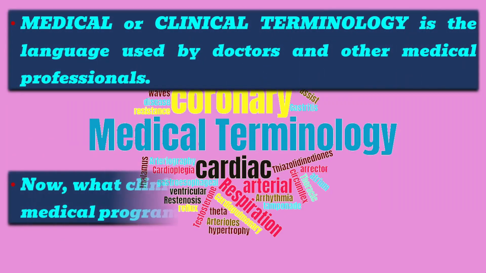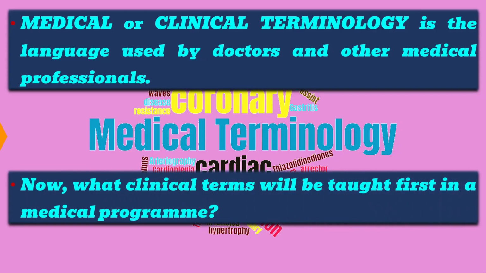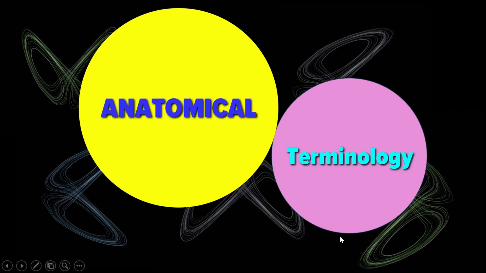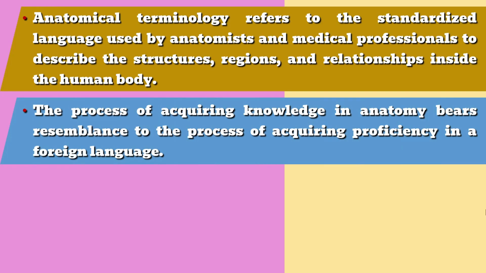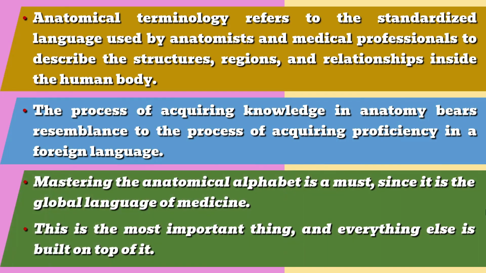Now, what clinical terms will be taught first in a medical program? That is, anatomical terminology. Anatomical terminology refers to the standardized language used by anatomists and medical professionals to describe the structures, regions, and relationships inside the human body. The process of acquiring knowledge in anatomy bears resemblance to the process of acquiring proficiency in a foreign language. Mastering the anatomical alphabet is a must, since it is the global language of medicine. This is the most important thing, and everything else is built on top of it.